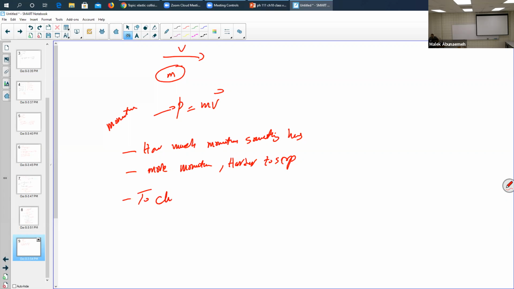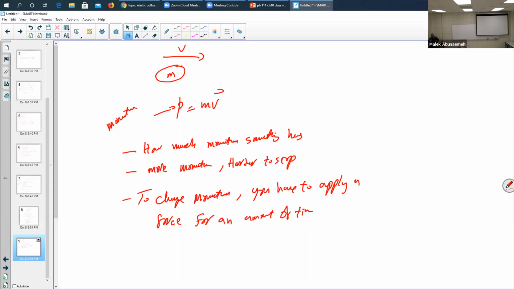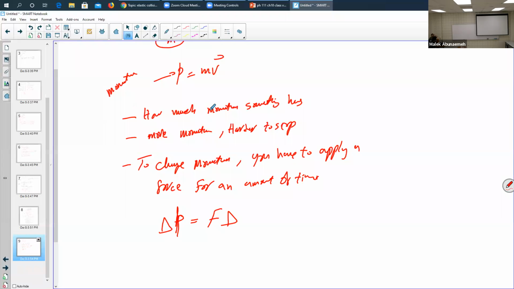Now, to change momentum, you have to apply a force for an amount of time. So to change your momentum, you're going to have to apply a force over an amount of time. Right? So this is your change in momentum. And we call this your force multiplied by the time. What do we call this, guys? Your J, which is your impulse.